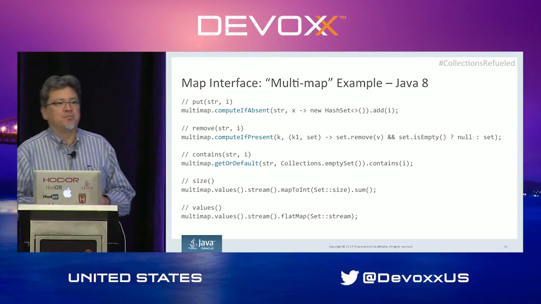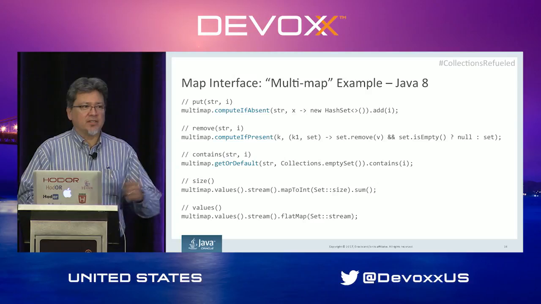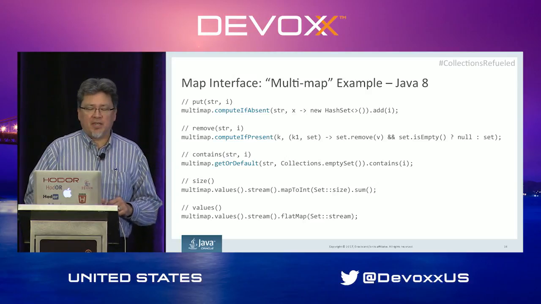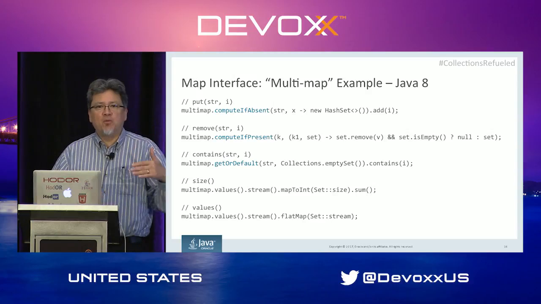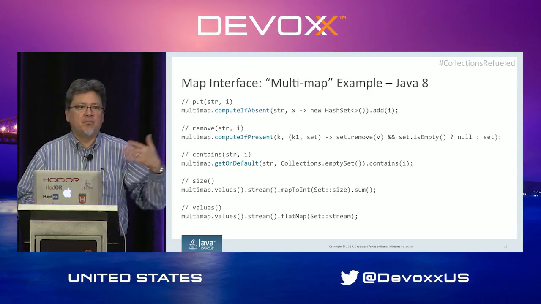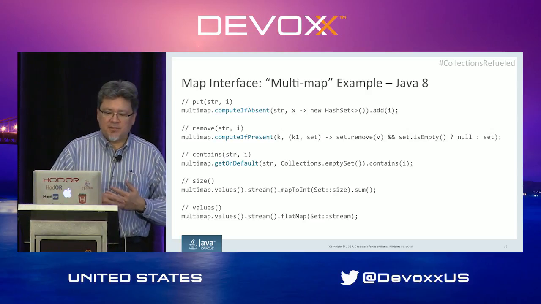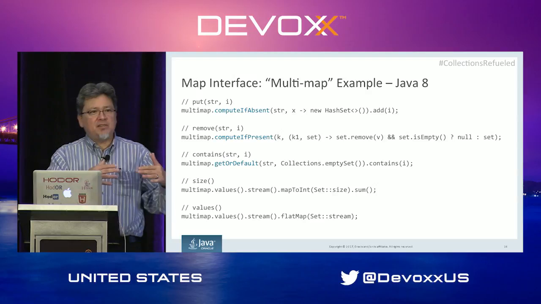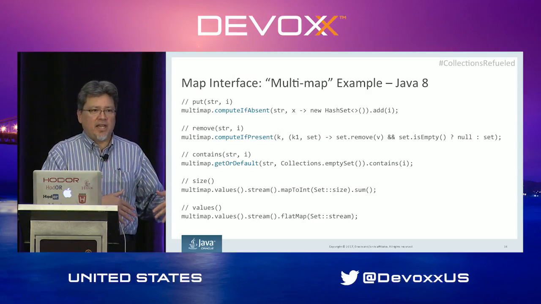And what these can do is, if the return value is null, it actually has the effect of removing a mapping from the map. And so if you run through a multi-map style collection, there are the usual map kind of operations, like I show put, remove, contain, size, values, and so forth. Basically, with the new default methods on map, all of these turn into one-liners.